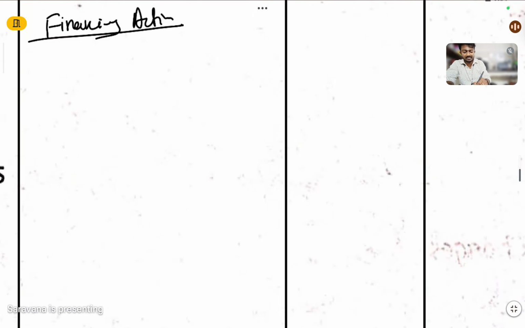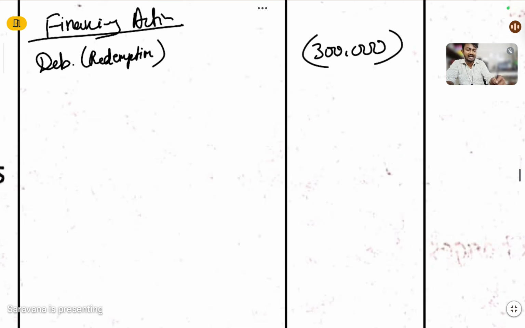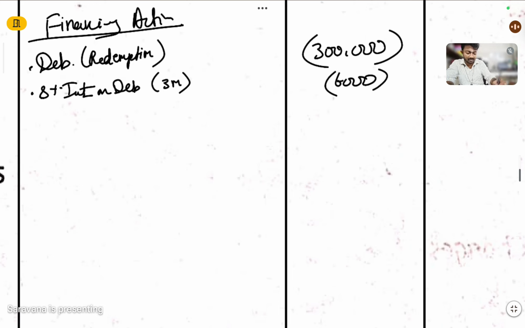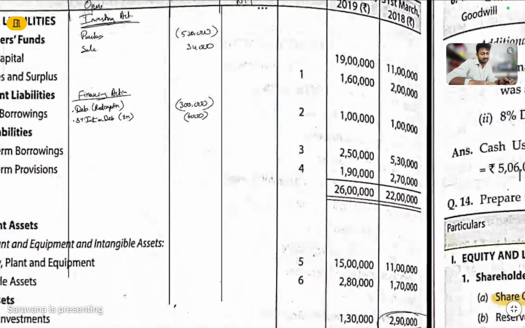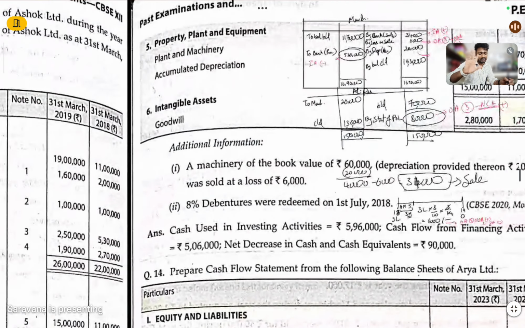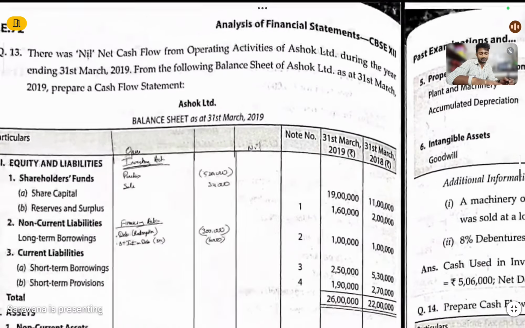Financial activity. What is there? Debentures redemption. How much? 3 lakhs. It's a cash outflow, and also 8% interest on debentures for 3 months comes to cash outflow. In operating we should add and in financing it should be subtracted. Correct? Okay. Anything is there? Nothing. Only two adjustments are there. Yes or no? Okay, fine.